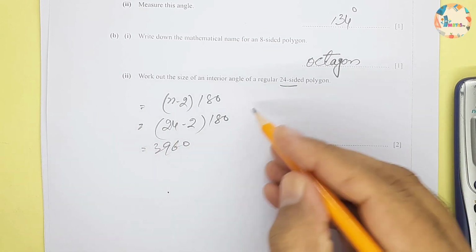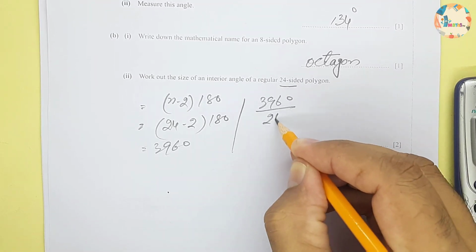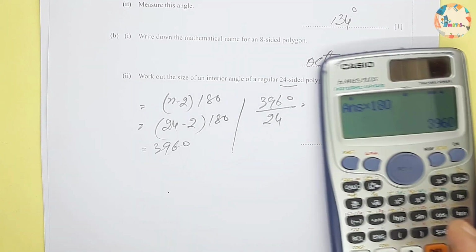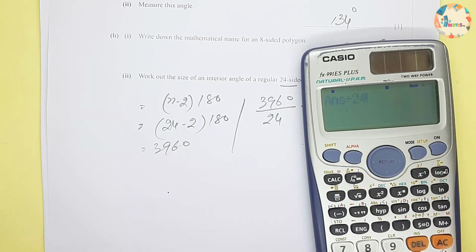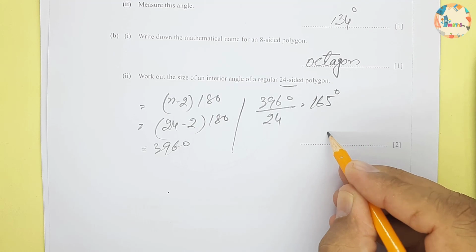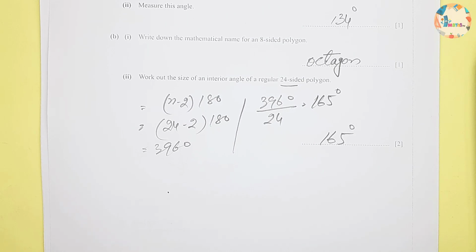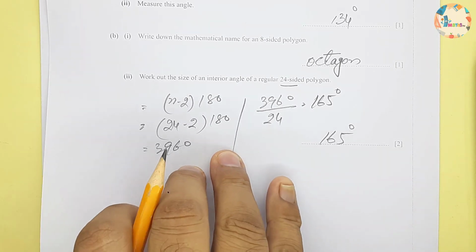So we will divide this one. 3960 will be divided by 24, and we will get the angle. So this will be divided by 24 to get 165. So 165 degrees will be the interior angle of a regular polygon having 24 sides. Hopefully you understood this as well.